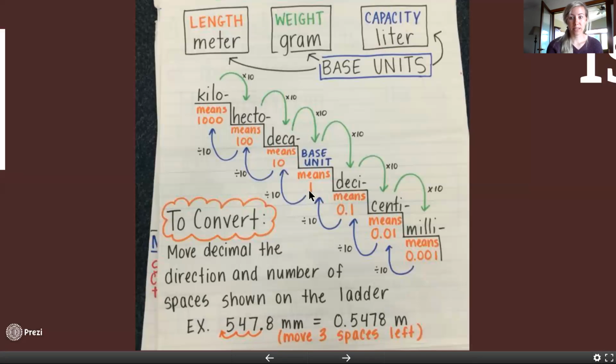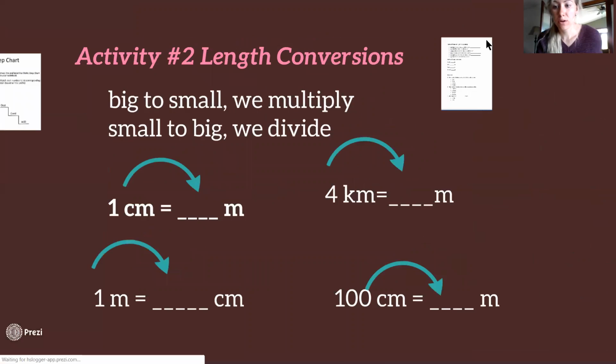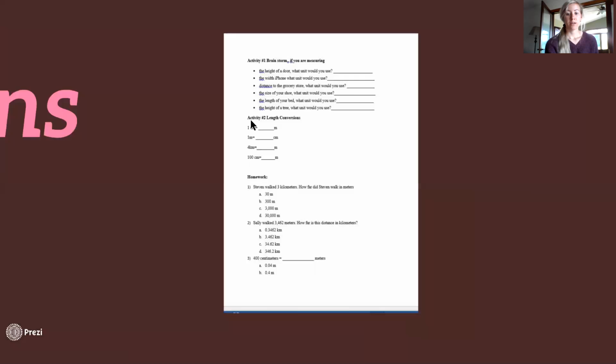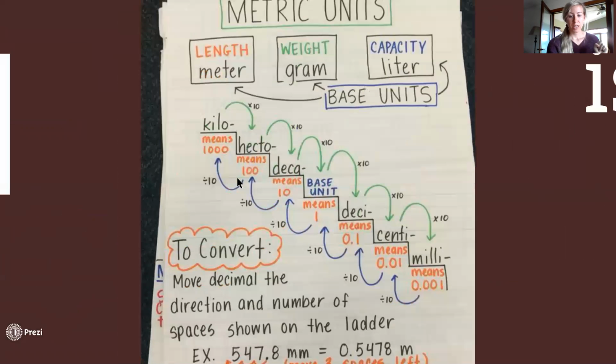So we are going to practice this here. We are on activity number 2 on your assignment sheet, length conversions. So go ahead and open that up. So 1 centimeter to a meter. Go ahead and write your 1 on your paper. So 1 centimeter is here. You are going to convert this to meters.